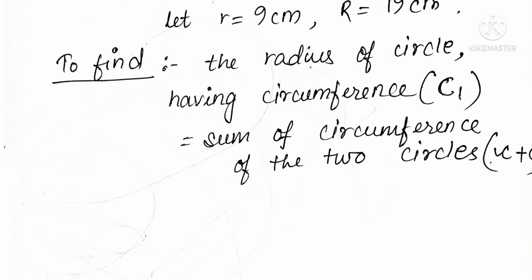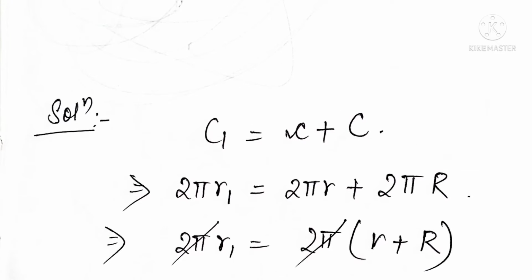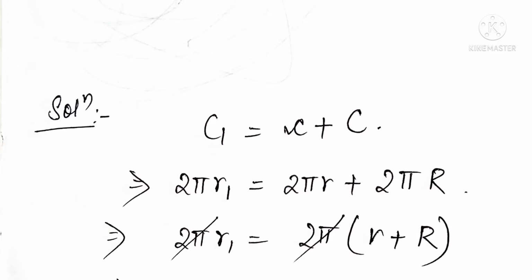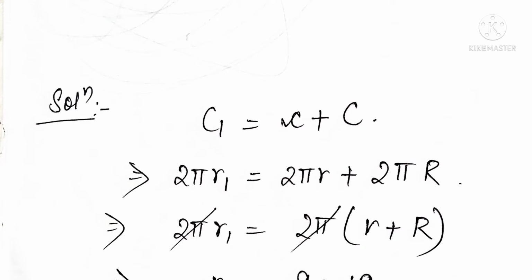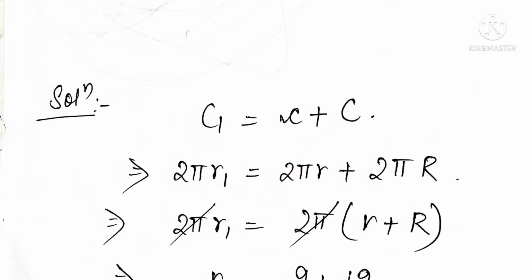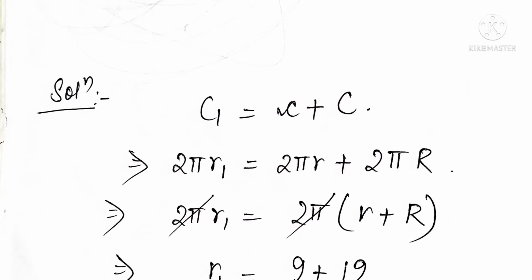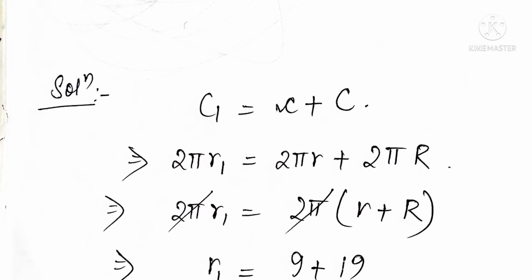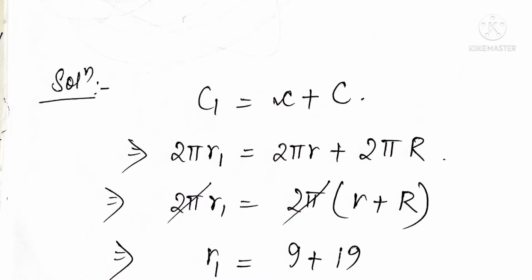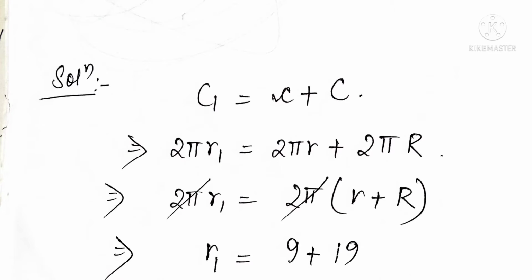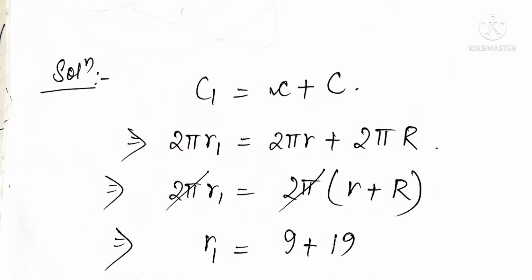So let us do the solution part. According to the question, we can write C1 is equal to small c plus capital letter C. C1 is the circumference of the circle for which we are finding the radius. Here I am taking that radius to be R1. So 2 pi R1 is equal to 2 pi r plus 2 pi capital letter R. Now you can see in both sides the value 2 pi is same. So by taking common from right hand side, we can cancel the 2 pi term and finally we are getting R1 is equal to small letter r plus capital letter R.